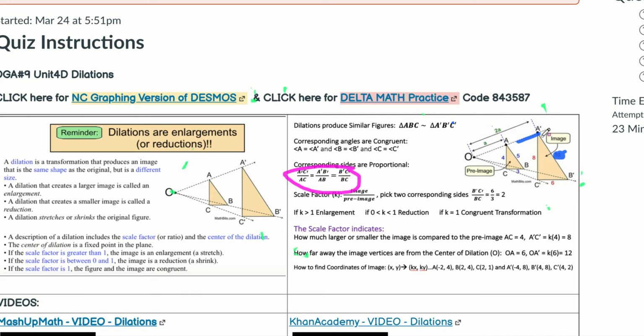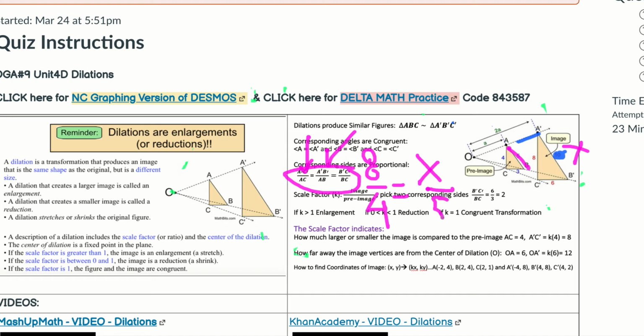So I would use the side A prime B prime here, this guy right here. I'm going to use this one because I have to find this side. And then I'll just pick another one that has all the numbers in it, like this one right here and this one right here. So I'm going to use these 2, and I would put the numbers in. A prime C prime is 8 over AC, which is 4. And that's equal to A prime B prime, which is the unknown. We'll just call it X, over the corresponding AB, that's this side right here, and that's 5.